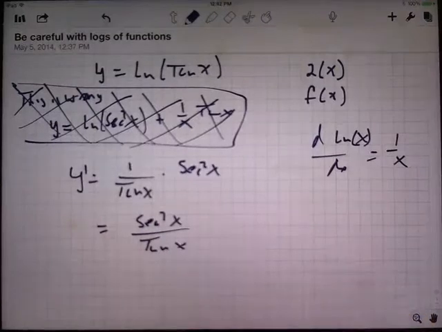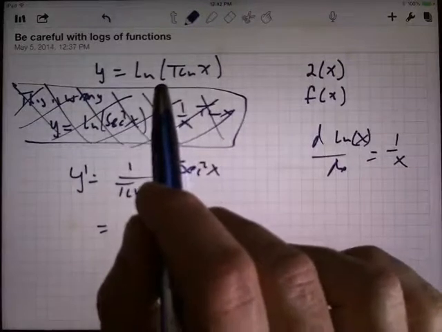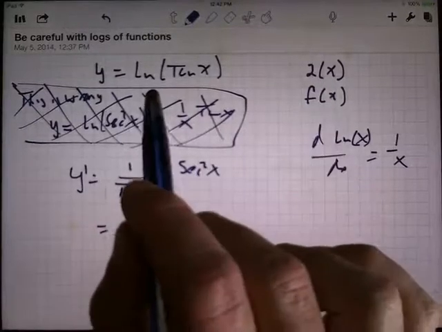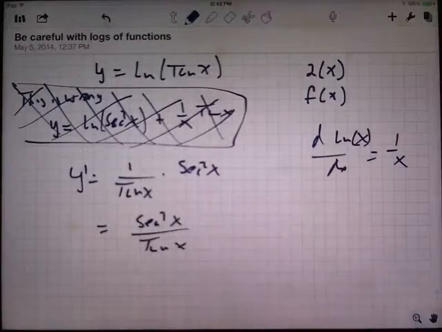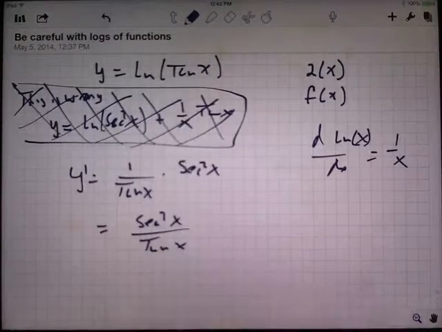But I just warn you, and I'm hoping that you guys won't do it. It looks like a product, just because our notation for function notation and products look the same, but it's not a product. It's log of the tangent of x, and hence there's a chain rule in there. Okay, not a product rule. It's not log times tangent x. It's log of tangent x, chain rule. There you go.